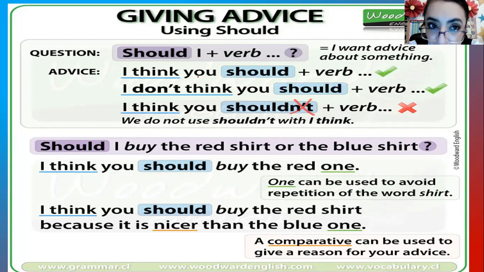Pero mira, ¿cómo vamos a usar este should? I think you should play football. I don't think you should play football. Pero nunca vamos a usar con think. I think you shouldn't play football. No, we do not use should with I think. Es una de las únicas excepciones que te voy a dar con este should.